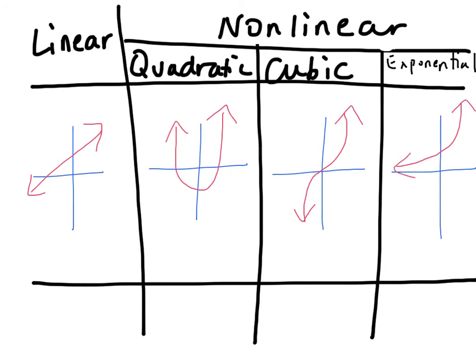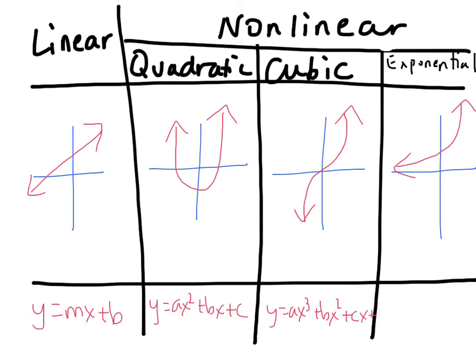And then the formulas are, for a linear equation, y equals mx plus b. For a quadratic, y equals ax squared plus bx plus c. For a cubic, y equals ax cubed plus bx squared plus cx plus d. And for an exponential, y equals a to the x plus c.